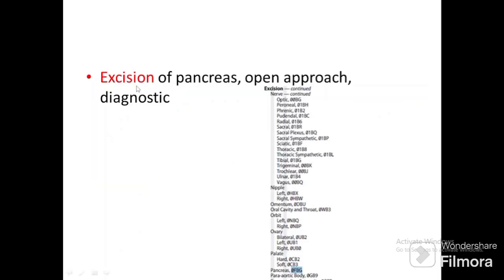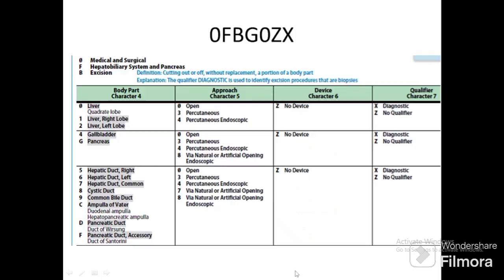Next, a simple example, excision of pancreas. So we can directly go to excision from the index, and under excision, pancreas 0FB. Sorry, 0FB. Always remember this is not O, it is 0, because O and I are not included, in order to avoid confusion between 0 and O and I and 1. So it's 0FB, and next pancreas, open approach, no device, and diagnostic purpose.